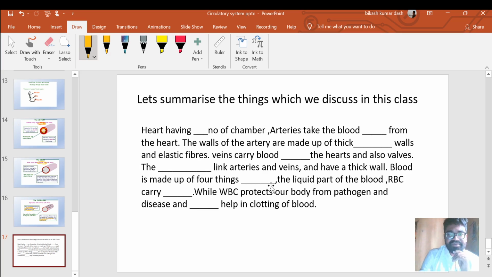The blood consists of four things: plasma, the liquid part of the blood; RBC, which carries the oxygen; and WBC, which protects our body from pathogens and diseases. And as we previously discussed, platelets help in the clotting of the blood.